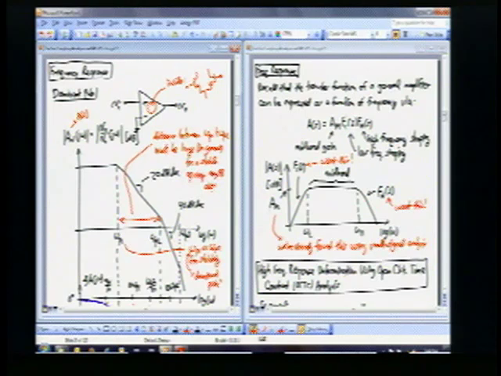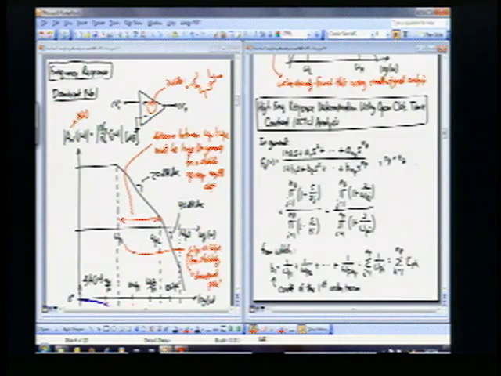Okay. I'm going to call it open circuit time constant analysis, and you'll see why. Because the way that you do this is you open circuit all the capacitors that are going to cause this frequency response. But first, just a little bit of background on why it is that this works.